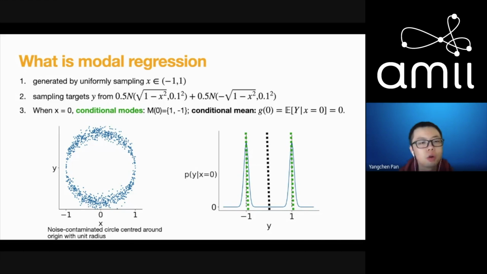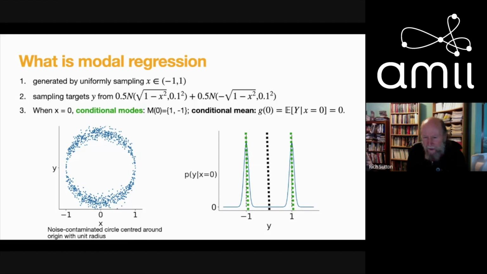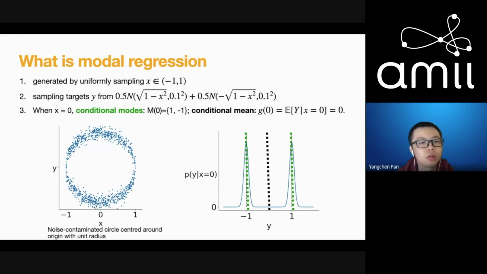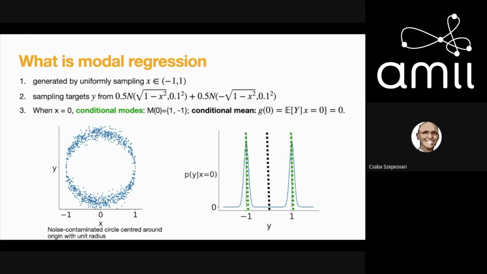The conditional mode, conditioned on x equal to 0, is positive 1 and negative 1. The mode is 2 numbers. There are two modes. You can see on the right-hand side because it is a bimodal distribution. So there are 2 modes. I guess more generally it's a set.